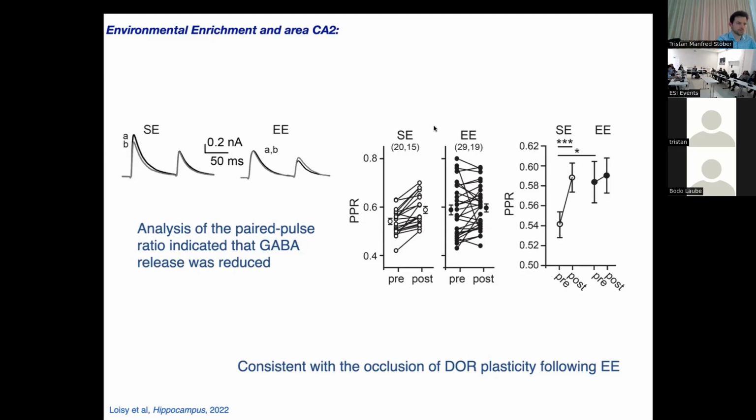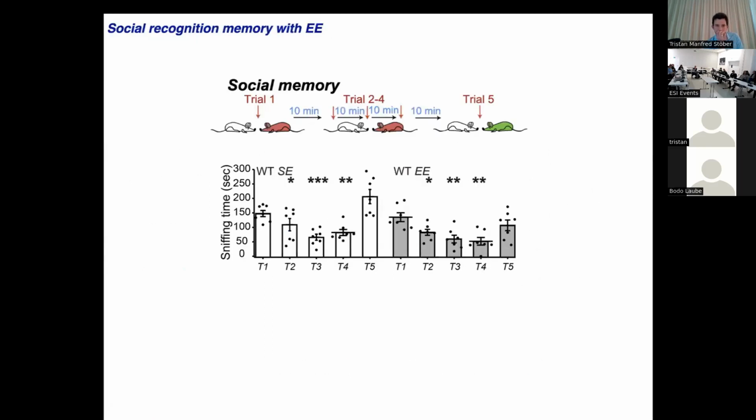We compared all of our experiments before and after we induced the plasticity, for standard caged mice and for EE caged mice. And if we just look at the averages, which is a bit cleaner here, the paired pulse ratio with EE starts out appreciably higher before we do any plasticity induction. So this is consistent with the idea that the GABAergic transmission is reduced following enrichment, right? So we're like, okay, interesting.